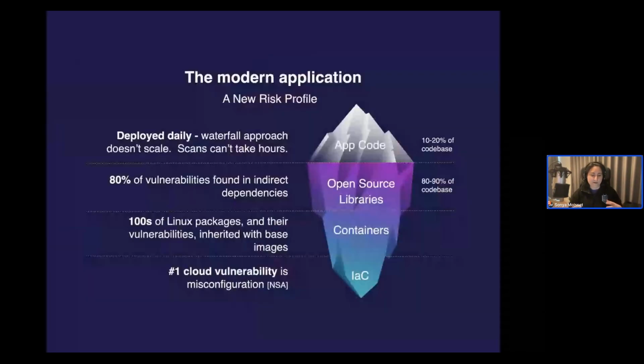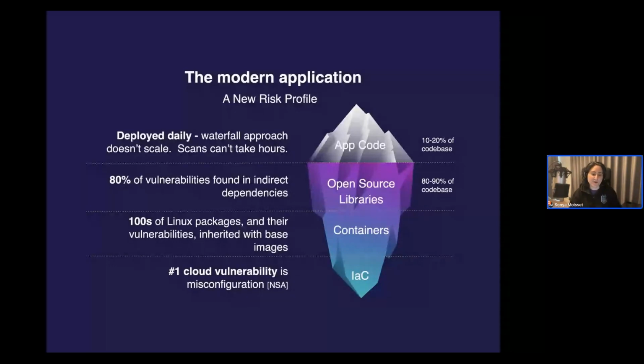So now we have a better understanding of the different layers that we have within our applications. Fun fact, the application code only represents 10 to 20% of our code base. And the rest, open source libraries, containers, and IaC, actually represents 80 to 90% of our code base. All of these layers can potentially bring security vulnerabilities.